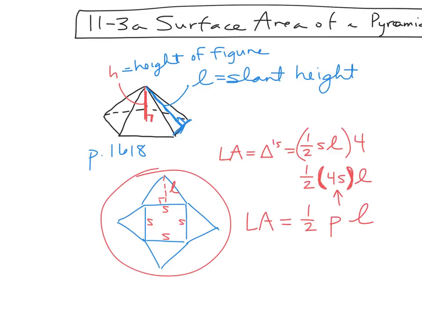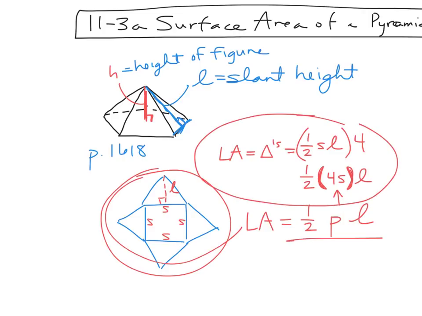Okay, so rather than have to lay out a net and do all this work every time, you can just do 1/2 times the perimeter of the base times the slant height, and that will get you your lateral area. Okay? And then the surface area is very similar. It's the lateral area plus, yesterday it was 2B. What do you suppose it is today? B, right? Just one base. So LA plus B is going to be your surface area.